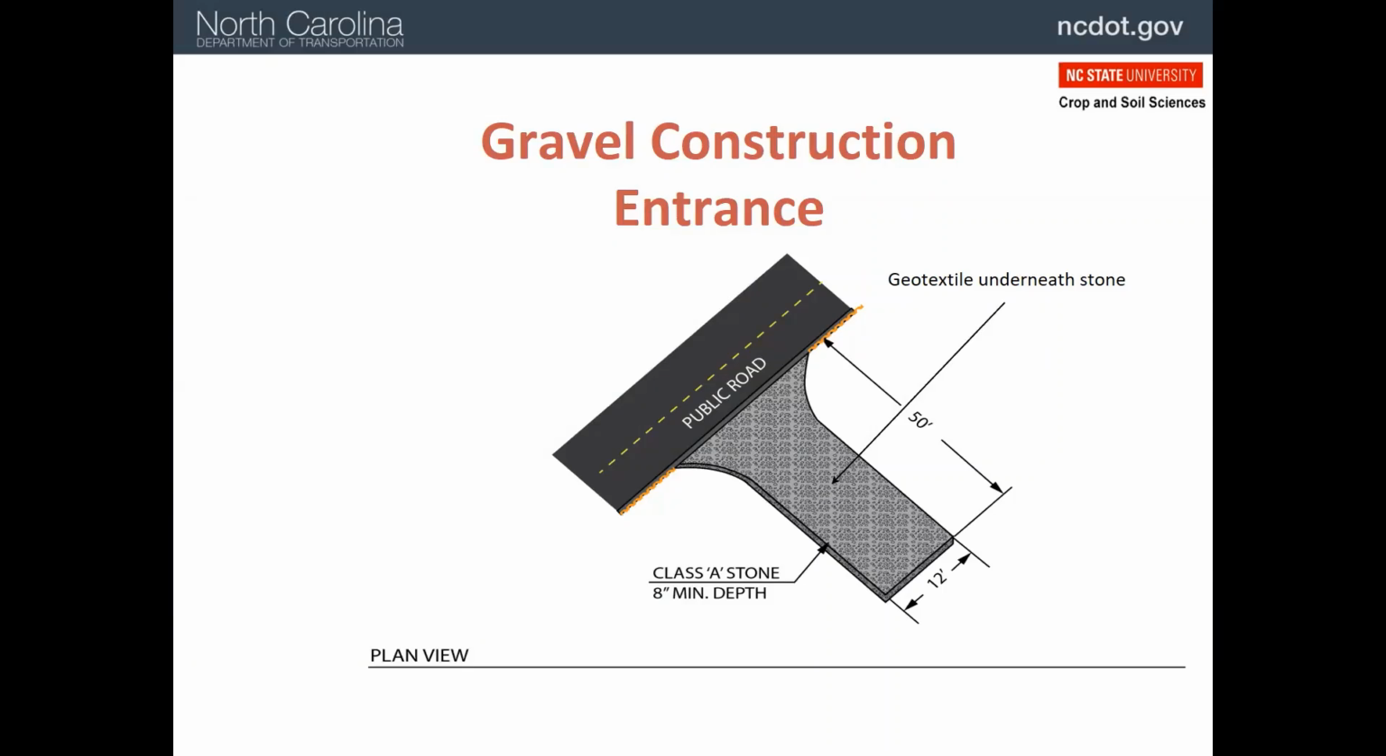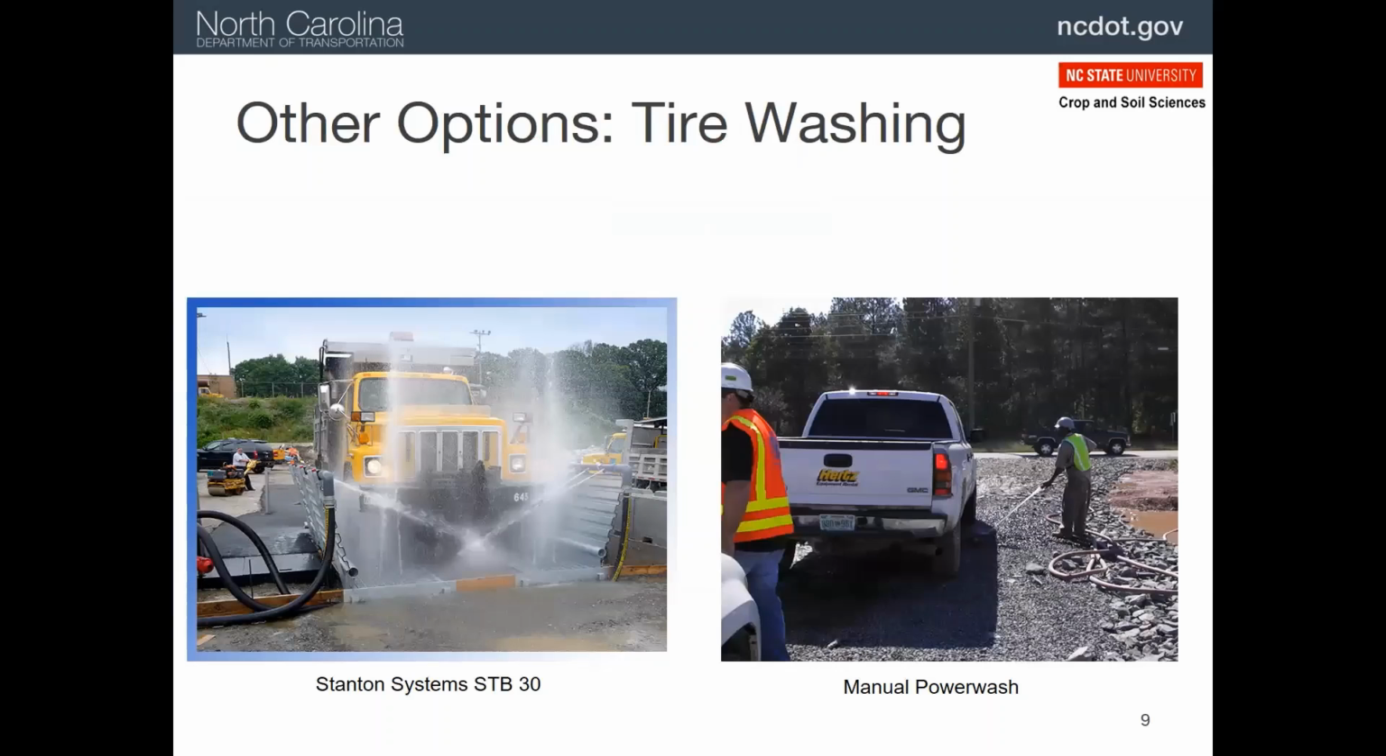These color diagrams are also available online, as we'll discuss at the end. As mentioned in the video, pressure washing manually or in a system may be necessary to ensure no mud is tracked onto the road.